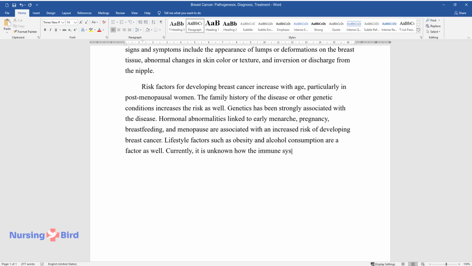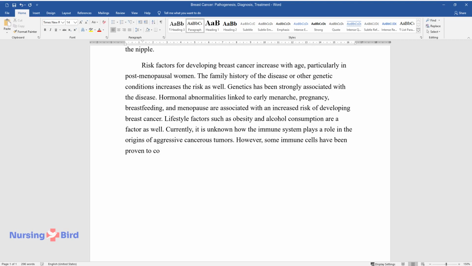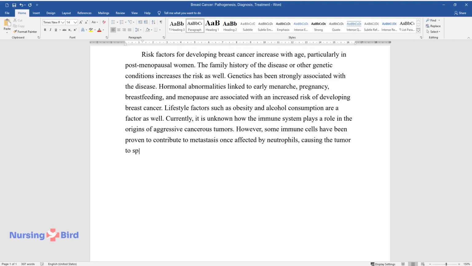Currently, it is unknown how the immune system plays a role in the origins of aggressive cancerous tumors. However, some immune cells have been proven to contribute to metastasis once affected by neutrophils, causing the tumor to spread more rapidly.